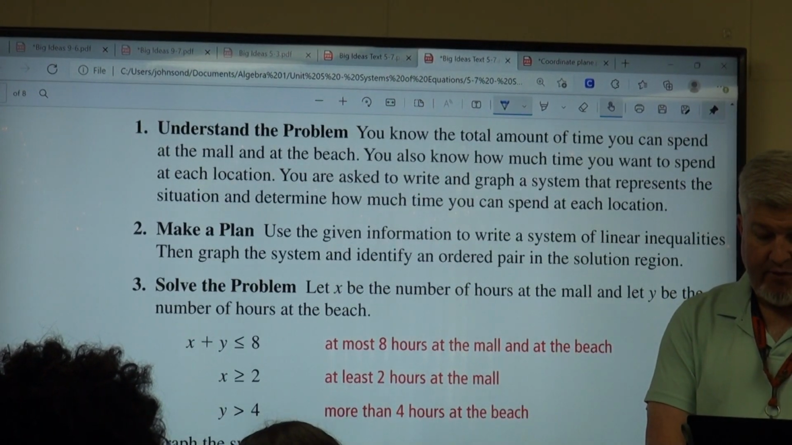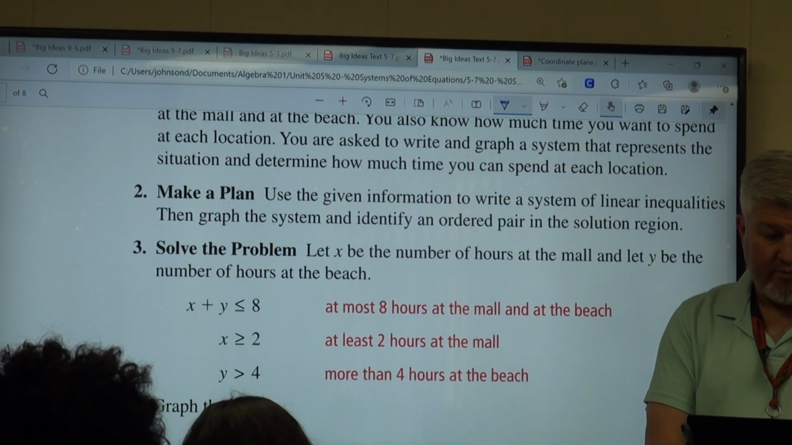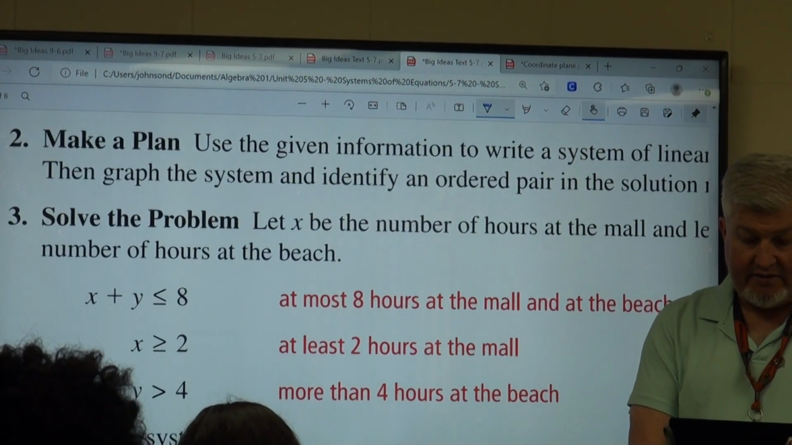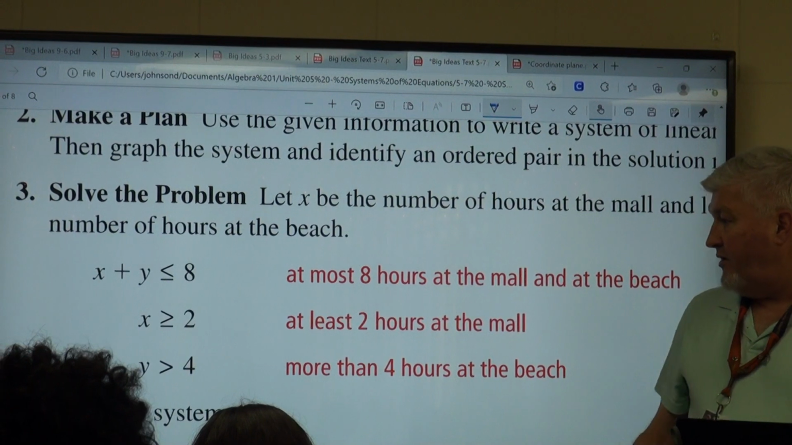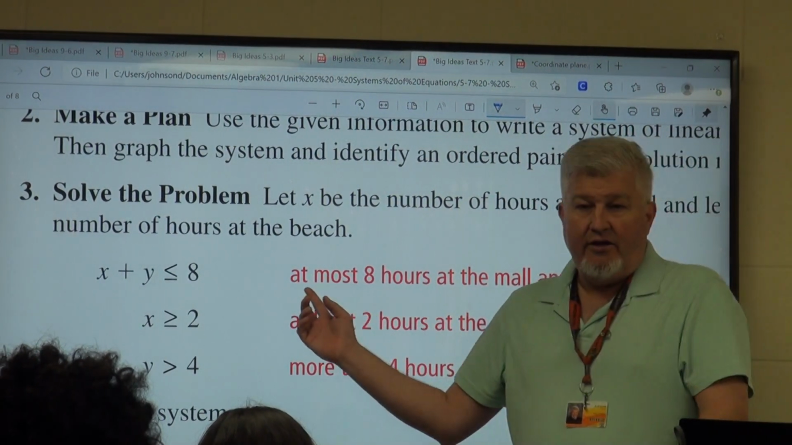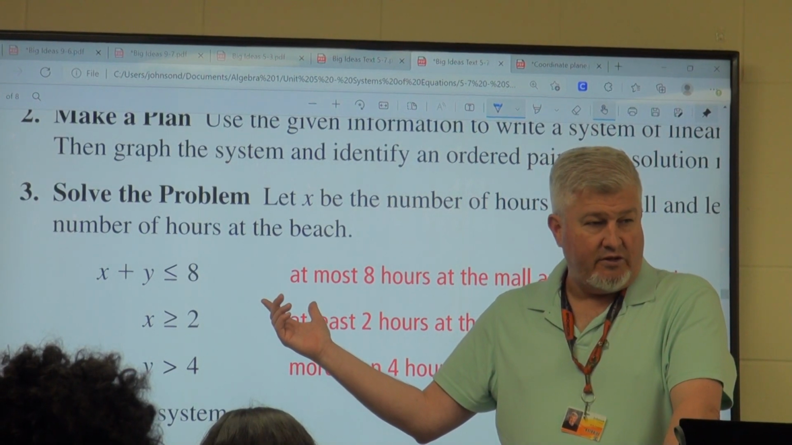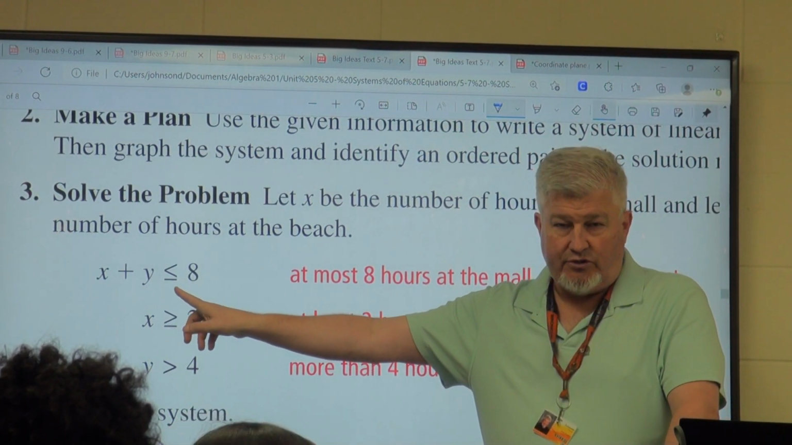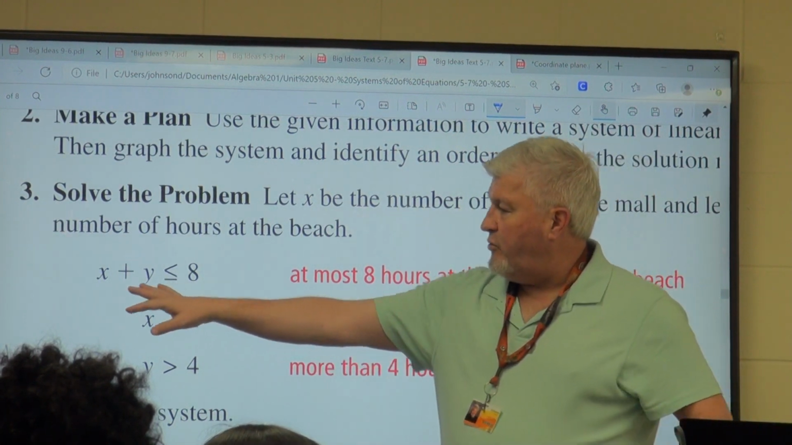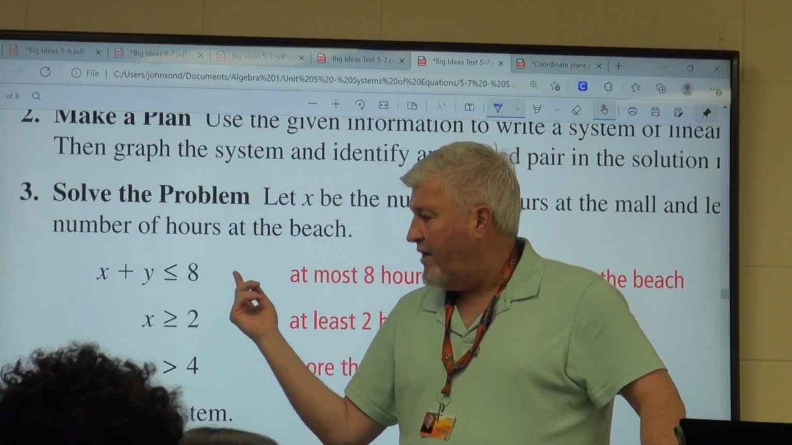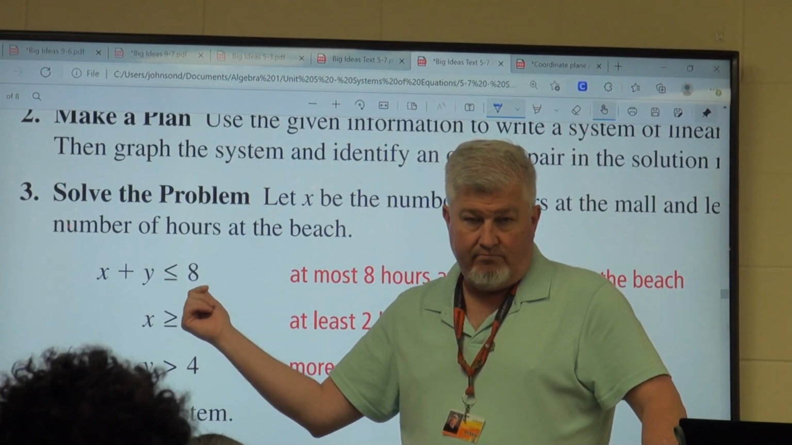So let x be the number of hours at the mall and let y be the number of hours at the beach. And so they graphed it based on the way it was written. So at most 8 hours. If you remember when we were talking about putting phrases into expressions, at most is the same as less than or equal to. So when you combine the times at the mall and the times at the beach, x plus y is less than or equal to 8.